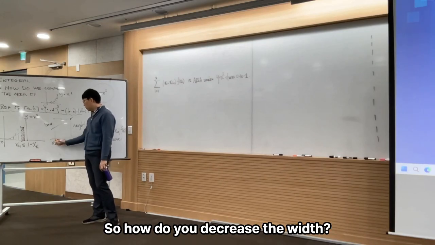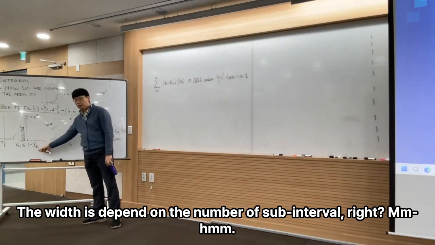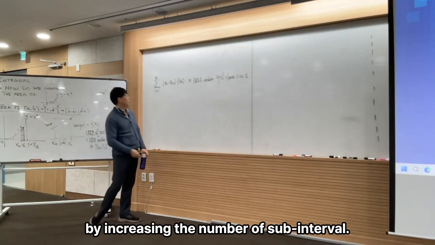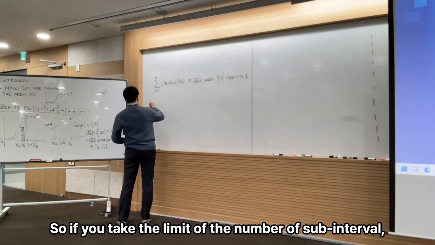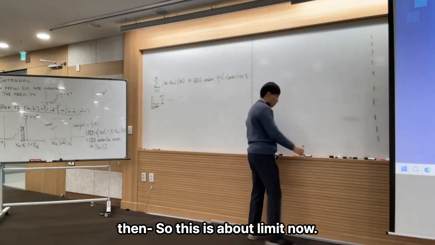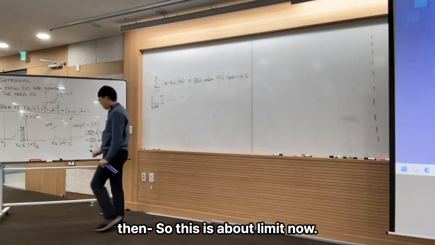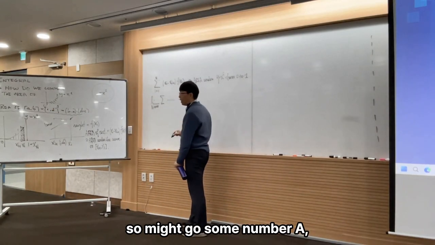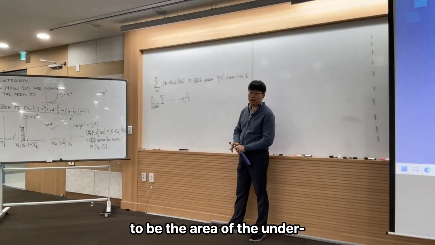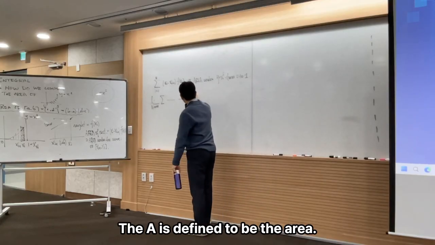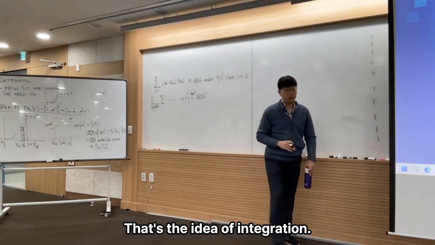So how do you decrease the width? The width is dependent on the number of subintervals, right? You decrease the width by increasing the number of subintervals. So if you take the limit of the number of subintervals, this is about limits now. This limit might go to some number a, and we define this a to be the area of the region under the graph. The a is defined to be the area. That's the idea of integration.